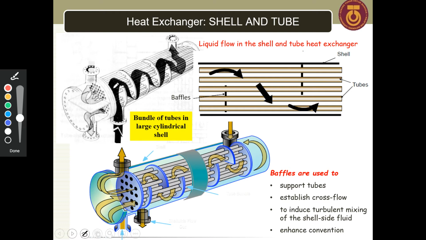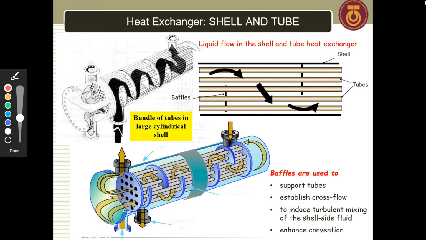So when you have a baffle, you can establish cross flow or zigzag flow, and you can also induce turbulence, because you have to bend over here and there before you go to the next level. If you don't have it, if you don't have restriction, then the fluid will be only straight and laminar. If you have turbulence, you can enhance the convection. So these are the uses of baffles.